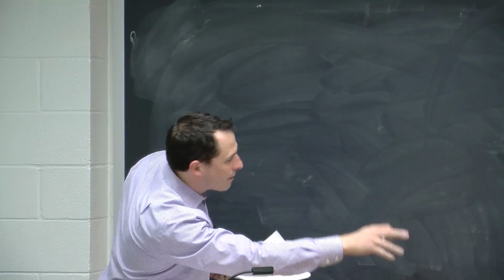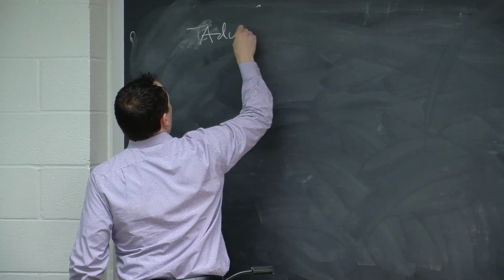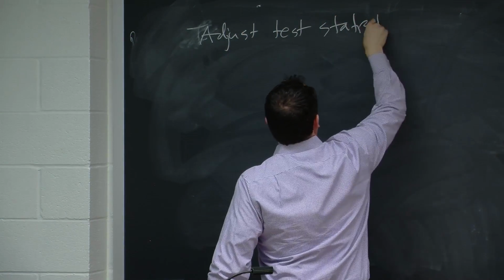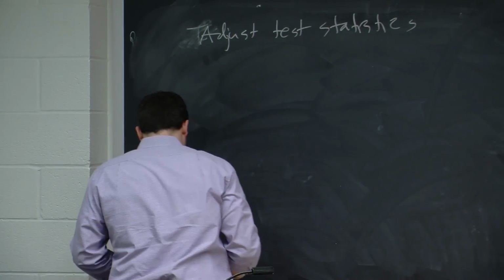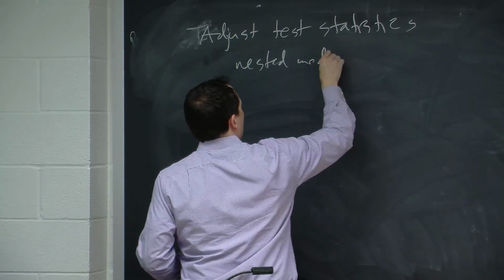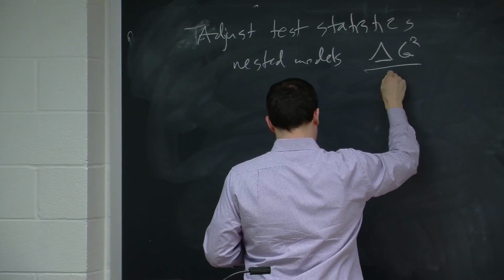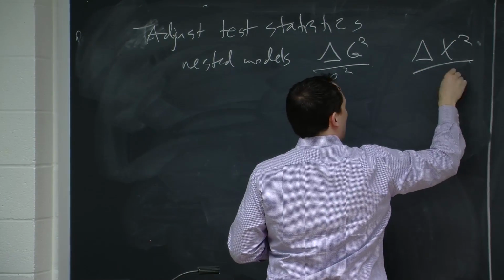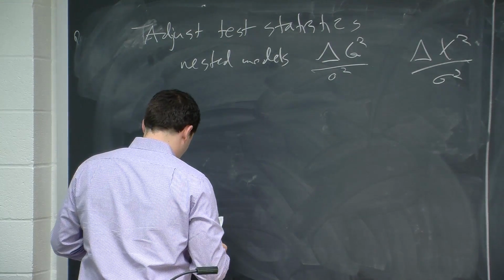Okay, so once we estimate sigma squared, we also have to adjust our test statistics in order to scale for that. So for nested models, instead of delta G squared, we use delta G squared divided by sigma squared. Instead of delta Pearson, I divide by sigma squared. And so on.